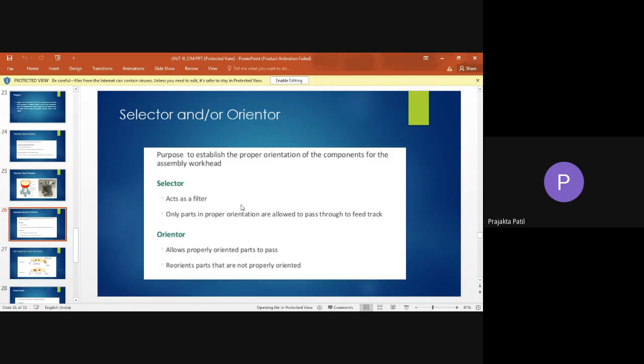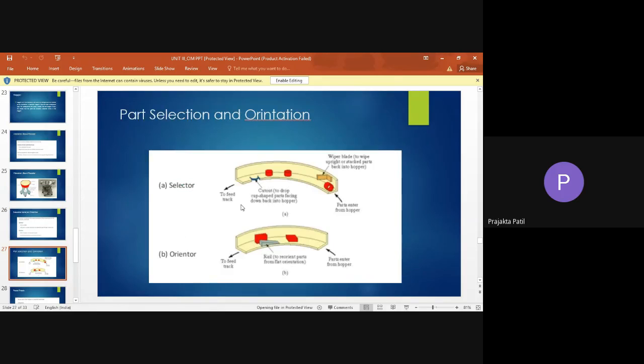Next is a selector and an orienter. The purpose here is to establish the proper orientation of the components to the assembly workhead. So what is a selector? It basically acts as a filter. Only parts in proper orientation are going to be allowed to pass through the feed track.